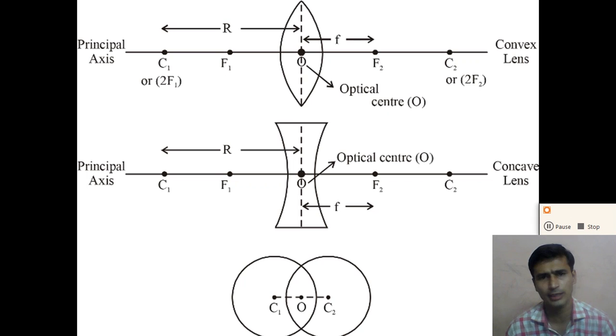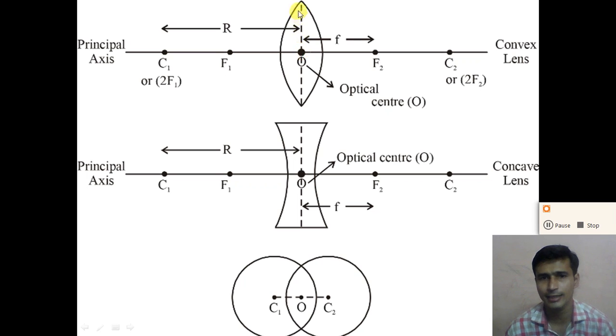The second important point is the imaginary line passing through both the centers of curvature, which is called the principal axis. So what do you mean by the principal axis? The imaginary line passing through both the centers of curvature is called the principal axis. Similarly, in case of the concave lens, the imaginary line passing through both the centers of curvature is called the principal axis.